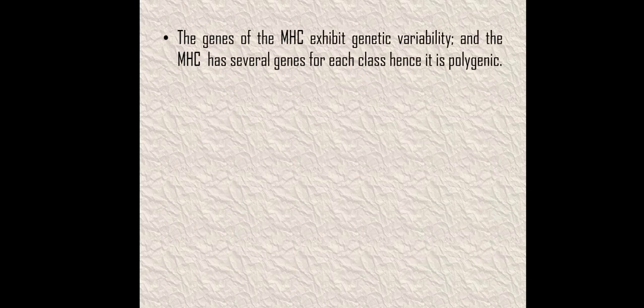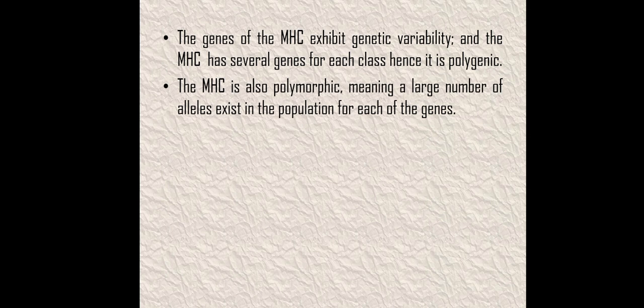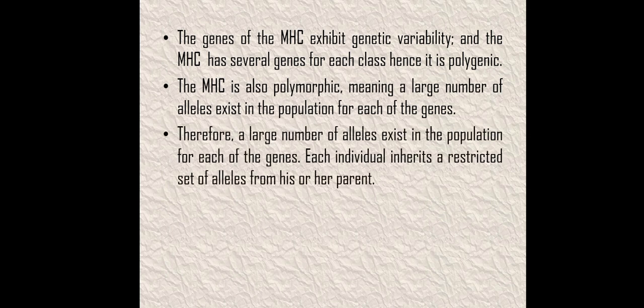The genes of MHC exhibit genetic variability, and there are several genes for each class, hence it is polygenic in nature. These MHC molecules are also polymorphic, meaning a large number of alleles exist in the population for each of the genes, and each individual inherits a restricted set of alleles from his or her parent. These sets of MHC tend to be inherited as a block or haplotype.